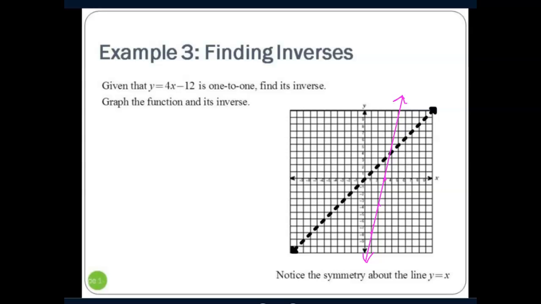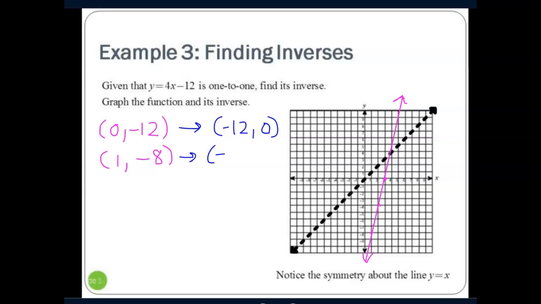Now, we talked about the inverse and the fact that the domain and range flip. So on the original, you have the point 0, negative 12. That means on its inverse, you have negative 12, 0. If on the original, we have 1, negative 8, on its inverse, you should have the point negative 8, 1.